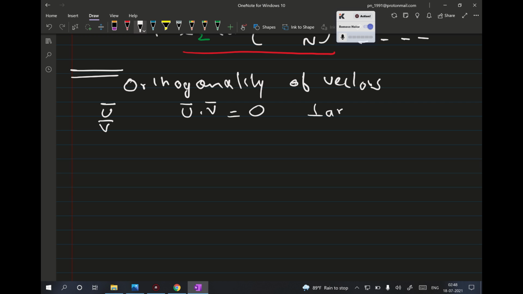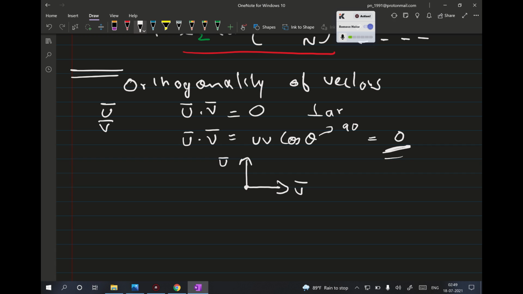Two ways to interpret this. The dot product is given by u v sine theta, and since theta is 90, this will be 0. Another way is that when two vectors are perpendicular, they cannot be projected onto each other. If I try to project u on v, it is not at all possible. It would come as a point. So that's what the 0 value means.